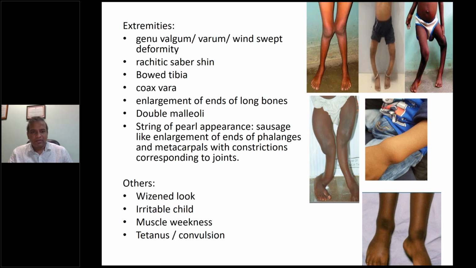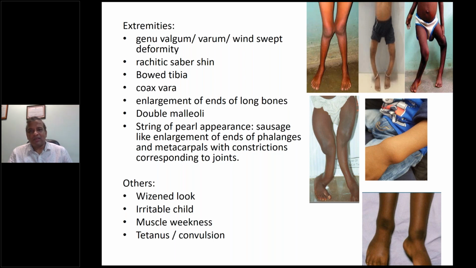There can be a wizened look, an irritable child, and muscle weakness, especially proximal myopathy, because of the calcium-related metabolic issue. Even patients can land up in tetany and convulsions in severe cases.